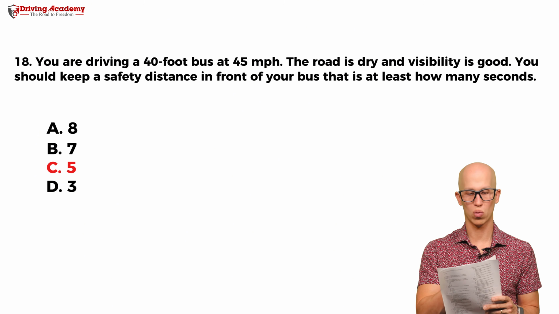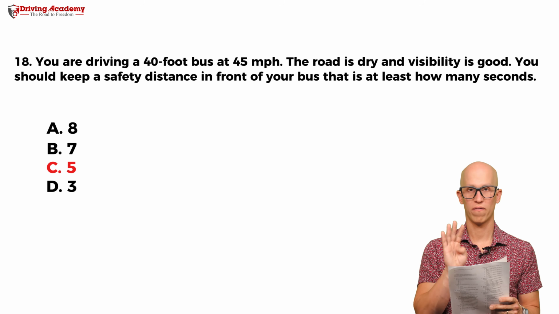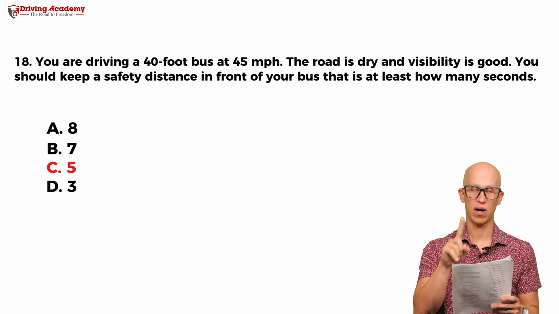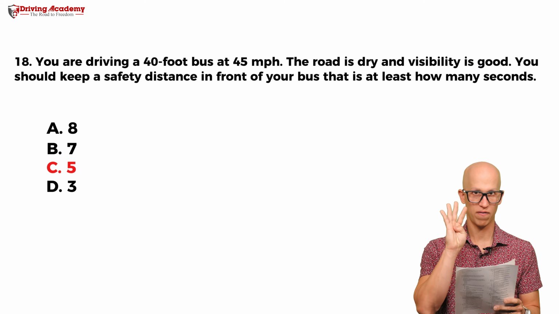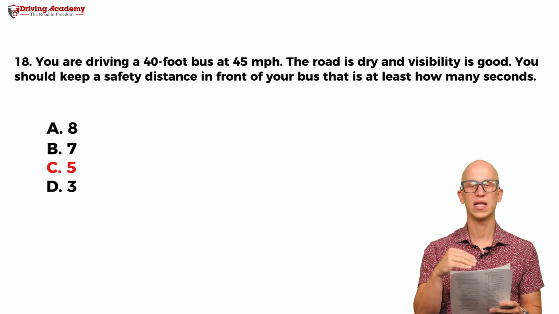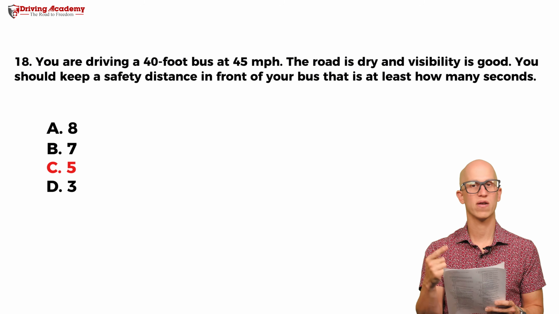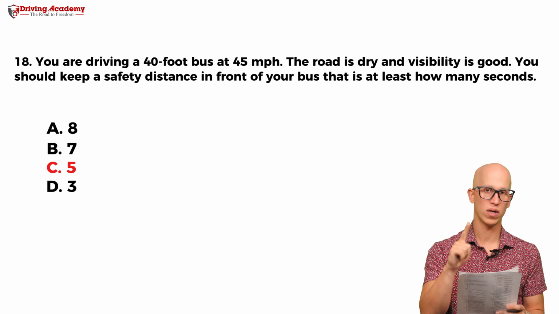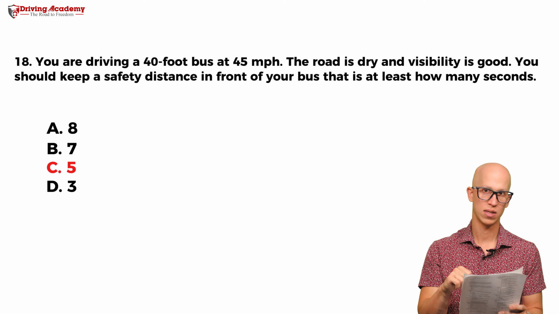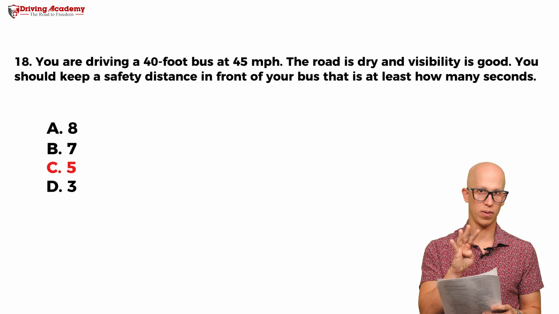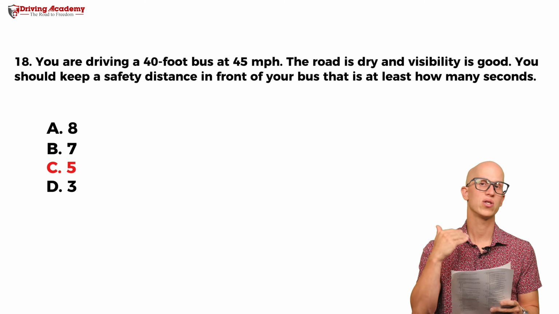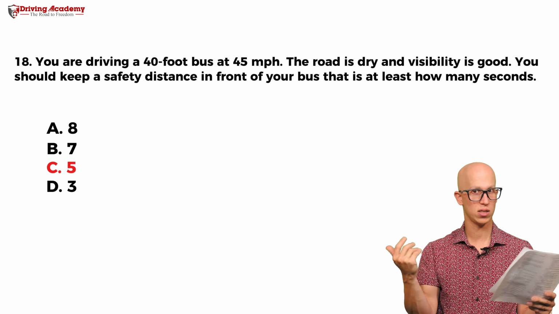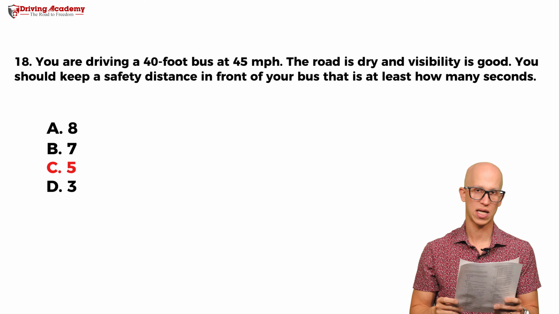Well, the way the rules work are, a 40-foot bus, that means it's 1 second per every 10 feet. So because you're driving a 40-foot bus, that's going to be 4 seconds just like that. And then the other rule is if you're going faster than 40 miles an hour, you want to add 1 second to the overall distance itself. So 40-foot bus, that gives you 4 seconds, plus you're going 45 miles an hour, so that means you have to add an extra second, so 4 plus 1 is, boom, 5, and that is the correct answer, C.